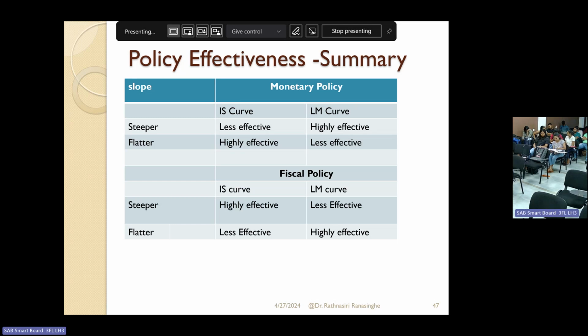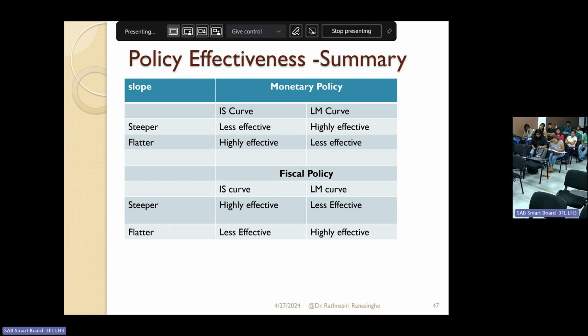Now the slope of the LM curve depends on what? It depends on C2, right? We take the C2, plus the elasticity of money demand. That is how the money demand responds to a change in the interest rate, right? Interest elasticity of money demand.